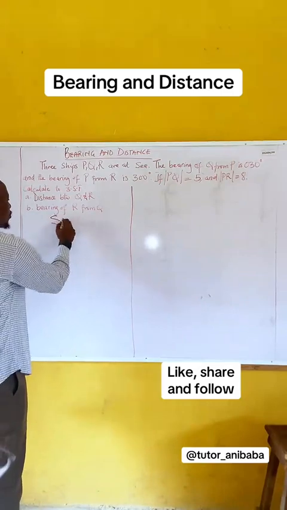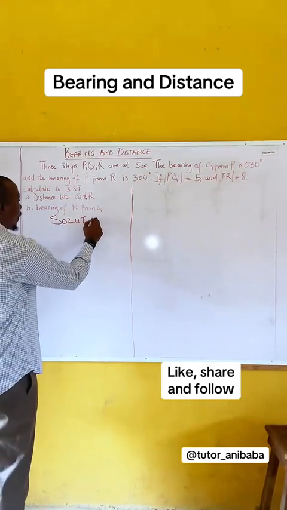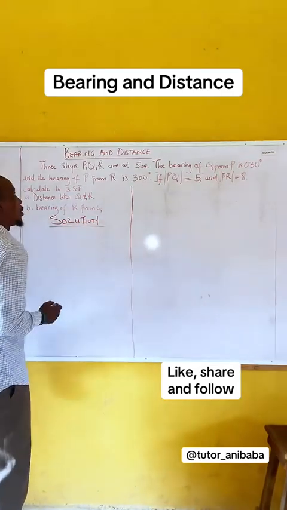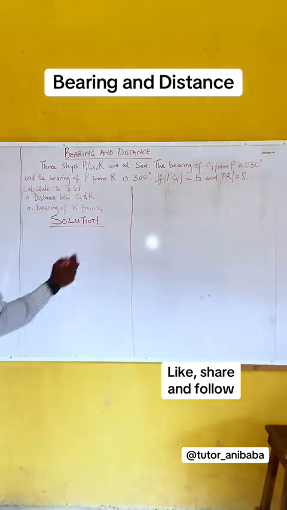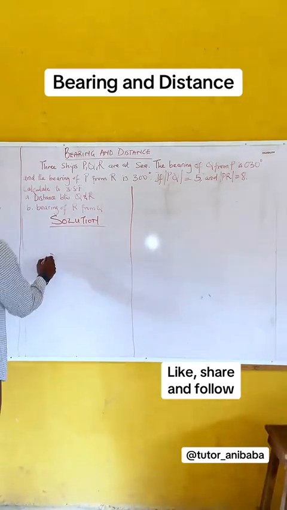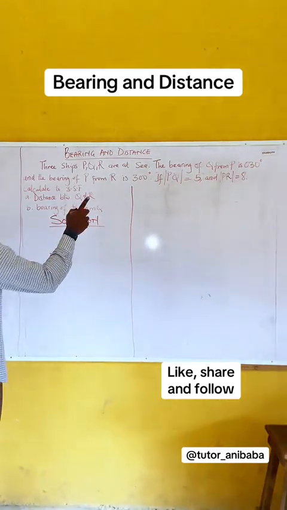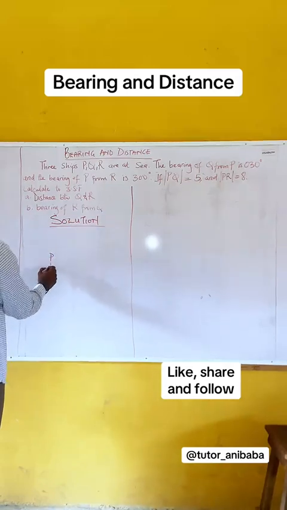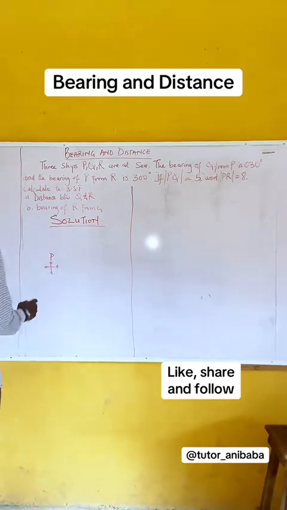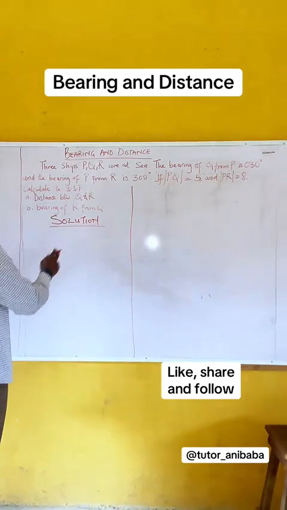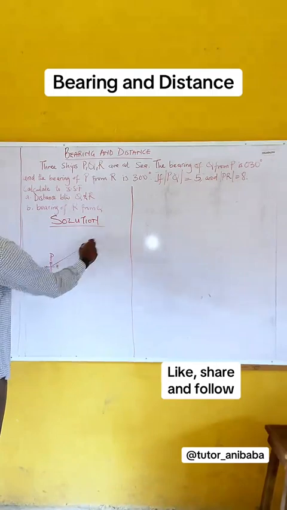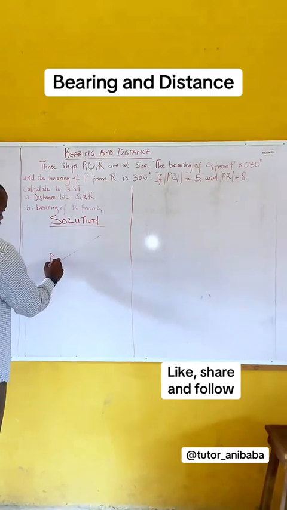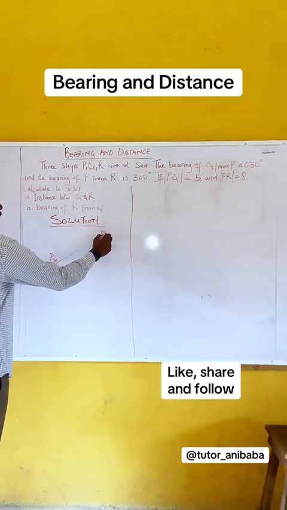So the first thing we are going to do here is draw our bearing triangle. First, the bearing of Q from P. This is our P, with north, east, west, and south. They said the bearing of Q from P is 30, so we put 30 here. So this is our Q.